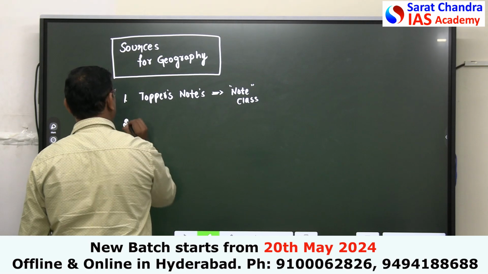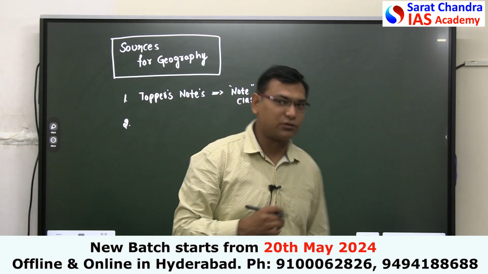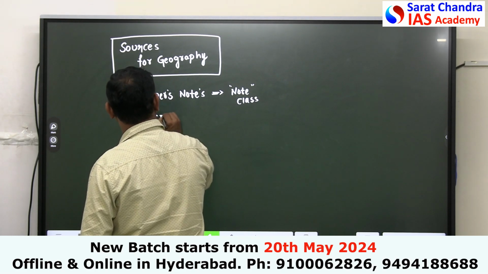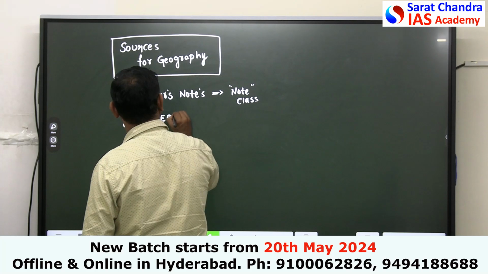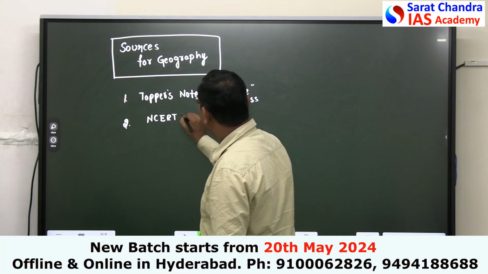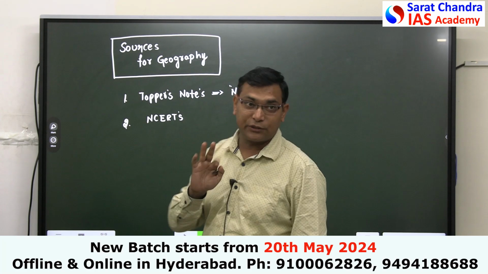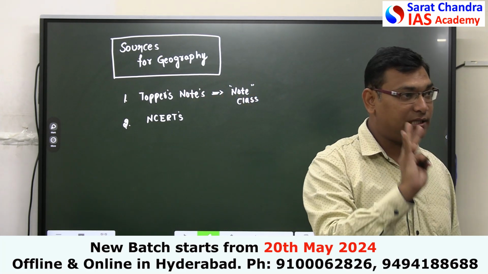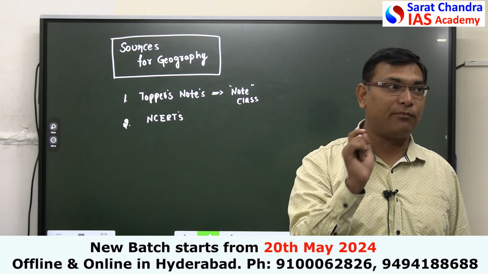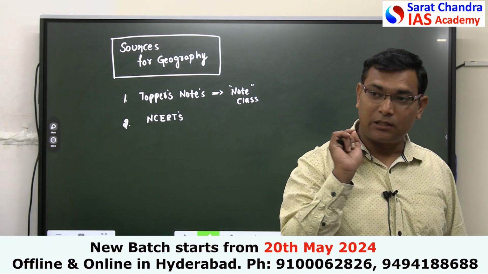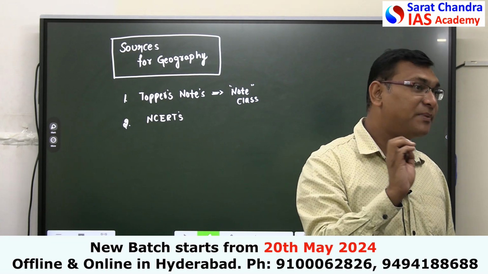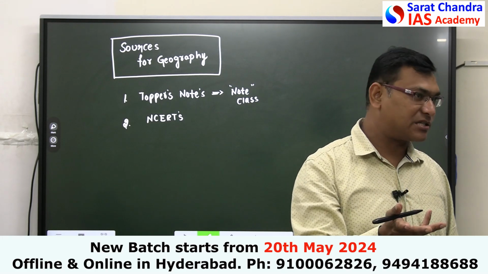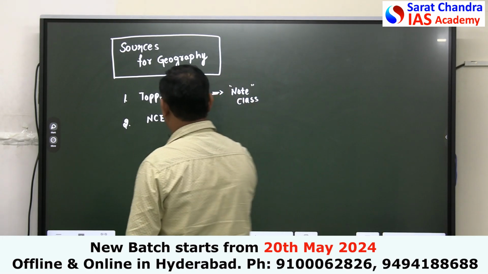But the second source is your NCERTs. There are 3 NCERTs that you have to read compulsorily. I will make you mark which topics and which pages have to be read. Apart from that, if you read anything extra, it's a waste. Okay? There are 3 books.